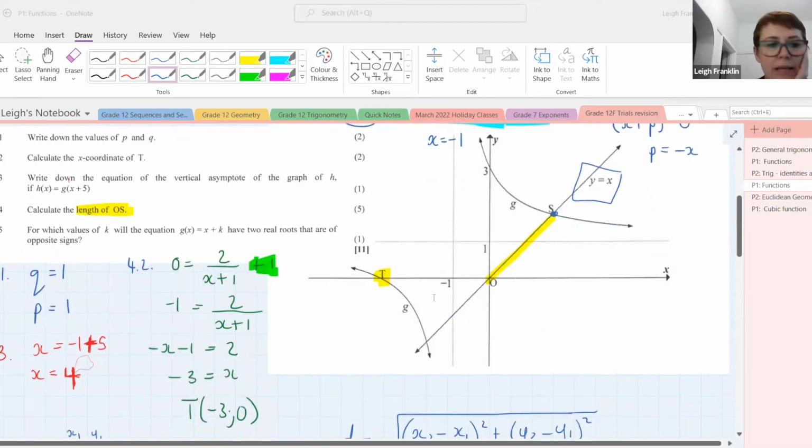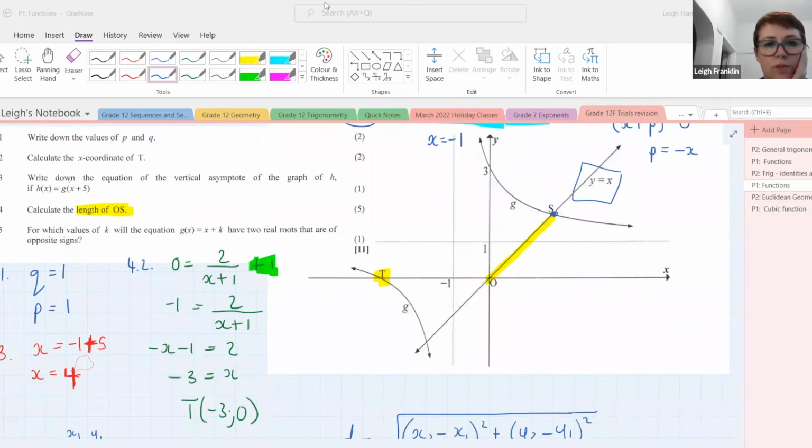All right, so we're nearly done with this question. We've just got one more question to do. You got root 6. Yes, me too. I also got root 6. Okay, as the distance of OS.